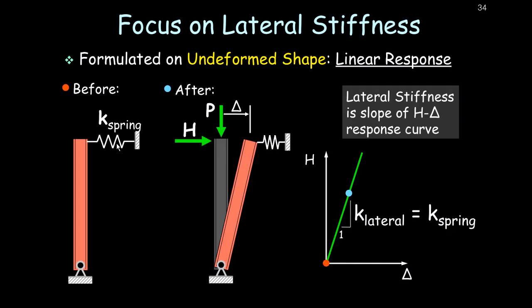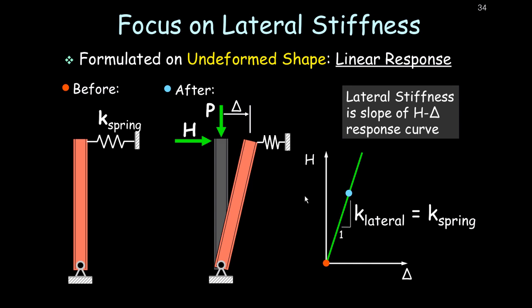And again, I'm going to focus here on formulating equilibrium on the undeformed shape. Really, by formulating equilibrium on the undeformed shape, it's pretty straightforward. We apply a horizontal load. The only thing that's resisting deflection is the spring itself. There is no overturning effect due to the P-delta effect because we're doing equilibrium on the undeformed shape.